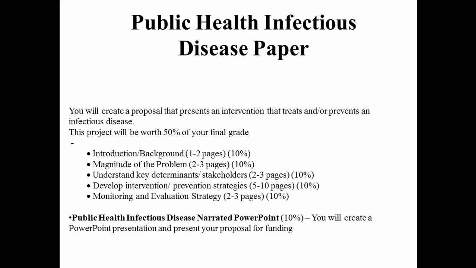of your final grade. The next section is understanding the key determinants of the disease and the individual stakeholders. This section is going to be 2 to 3 pages long, and I want you to go more into what the factors are that actually cause this disease to be a problem. Is it related to issues like poverty or access to medication, or is it things like women's issues, women's equity problems, and so on? And then you want to talk about the stakeholders as well.